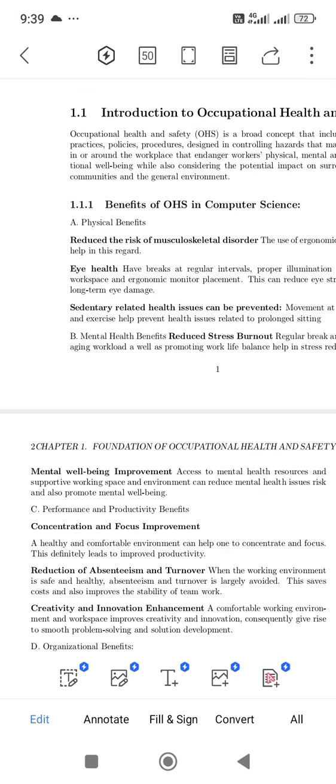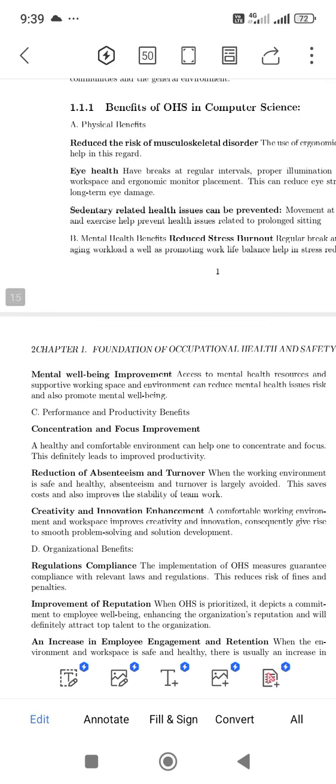When we come to mental well-being, another benefit of occupational health and safety in computer science is the mental health benefit. It helps to reduce stress and burnout. Your mental health is very, very important, apart from your physical health. When you have a mental health issue, you cannot even continue working.